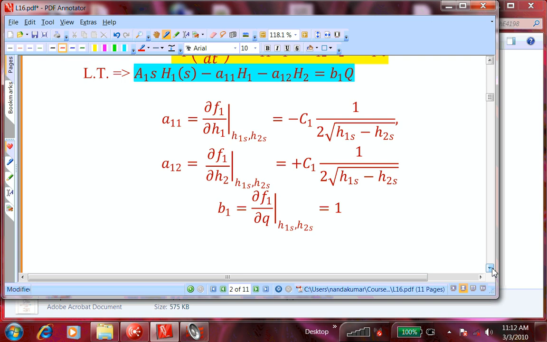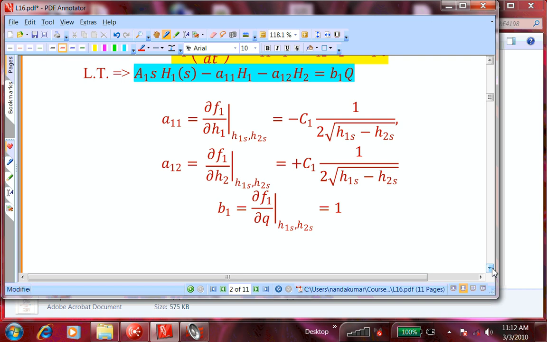So what would I do? I would say DIFF. That is the function that takes the derivative of any expression. So it's going to be F1 with respect to H1. That's all you need to do. So it takes that derivative, but it's going to give you a symbolic expression. Okay? Then you need to do all the other things. A12S equals DIFF F1 with respect to H2 and B1S is equal to DIFF F1 with respect to Q. Okay, so that's the linearization of the first equation.